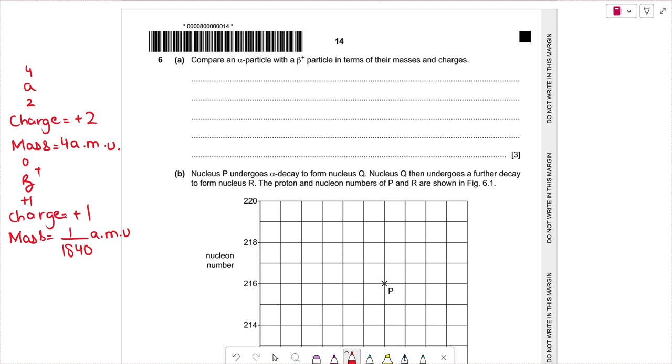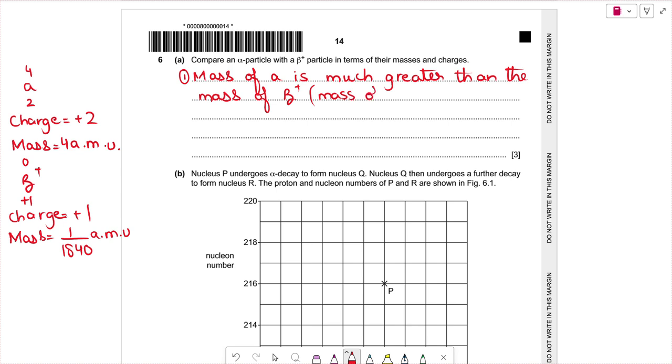So based on this information, we will write the mass of alpha particle is much greater than the mass of beta particle. Mass of alpha is much greater than the mass of beta positive, or in brackets you can just simply write that mass of alpha is 4 AMU. AMU stands for the atomic mass unit, where one atomic mass unit is equal to 1.66 or 1.67 into 10 to the power of minus 27 kg. So if you multiply the given number with this value, you can convert its mass into kgs as well.